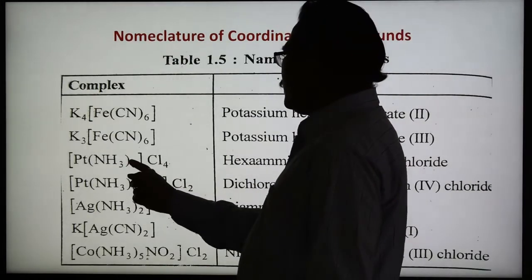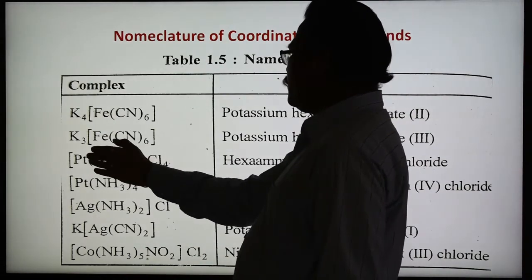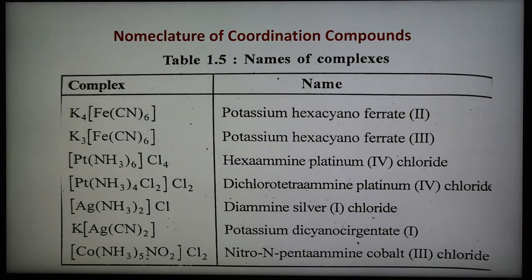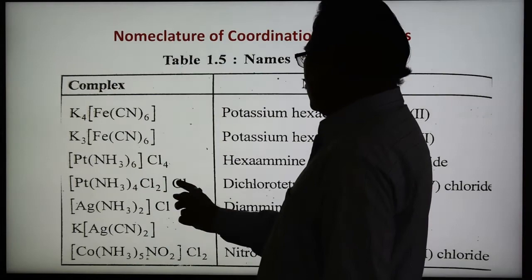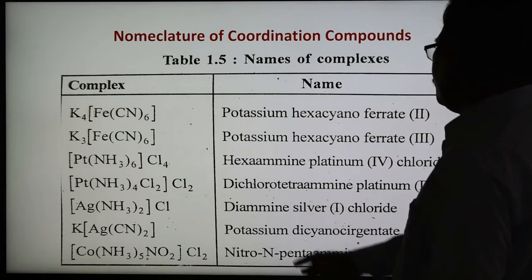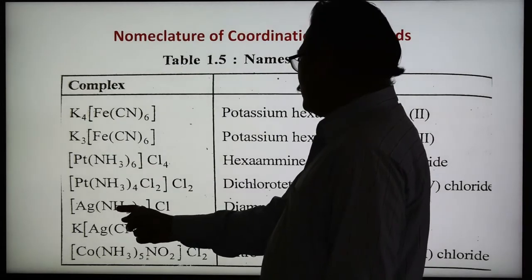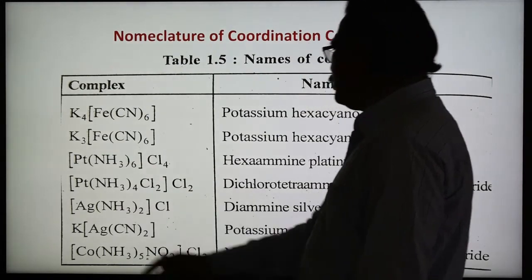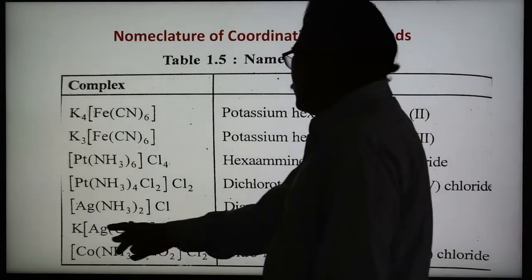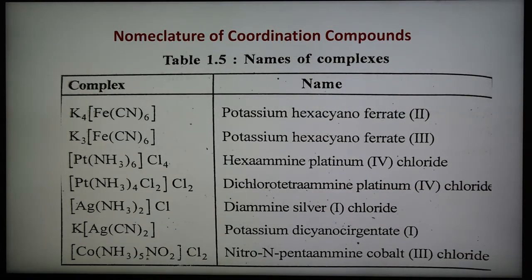Now in this third example, the metal is part of the positive ion because the Cl is negative and this complex ion is positive. So positive first, negative next, therefore we write platinum 4 chloride. Again, in this case, this is the positive complex ion and this is negative, so we write dichloro tetraamine platinum 4 chloride. In this case also, this is positive, therefore write diamine silver 1 chloride. And potassium, this is negative, dicyanoargentate 1.